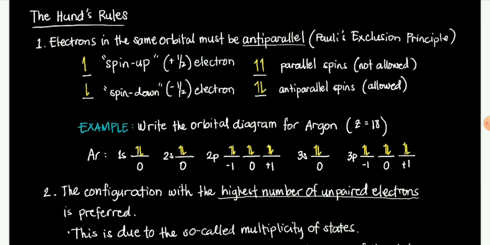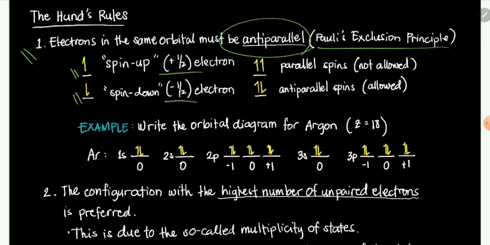Okay, so for the first Hund's rule, electrons in the same orbital must be antiparallel. So this follows the Pauli's exclusion principle. So, tingnan muna natin kung ano yung mga possible spins ng electron sa atom. So, we have the spin up or the plus 1/2 m sub s. We have the spin down or the negative 1/2 m sub s for the electron.